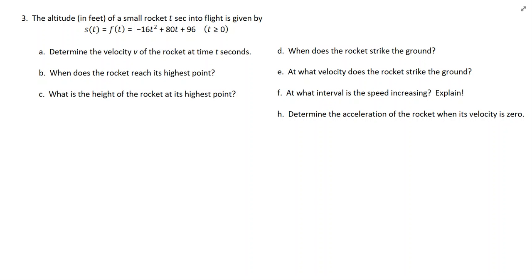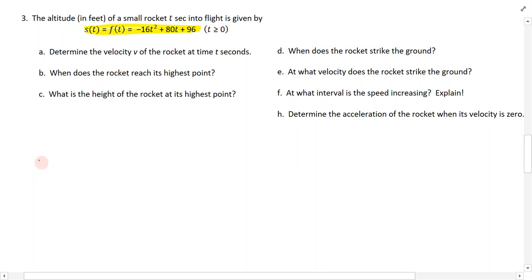In this example, we want to go a little bit further with our position and velocity functions, as well as our acceleration function. So for this example, we have a small rocket that is given into flight by the function s sub t is equal to negative 16t squared plus 80t plus 96. And of course, we're only interested in time that's positive, or when time is greater than 0. So remember that this function, this s sub t, is going to be our position function.